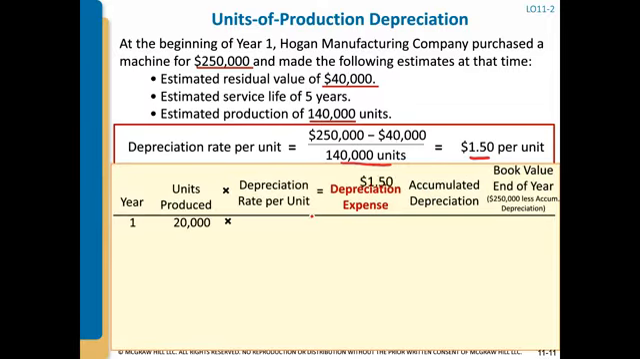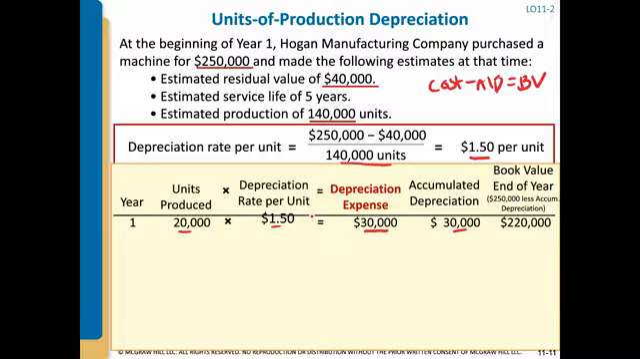So year one, we're told it produces 20,000 units. We're going to take that times $1.50, and our depreciation expense in year one is 30,000, which in year one equals accumulated depreciation. Book value, again, is going to be your cost minus accumulated depreciation. I know I keep repeating this, but it's a really, really important concept that I think a lot of students in accounting can easily miss, and it just comes up over and over again. So at the end of the year, book value is 250,000 minus our cumulative depreciation of 30,000, which is 220,000.